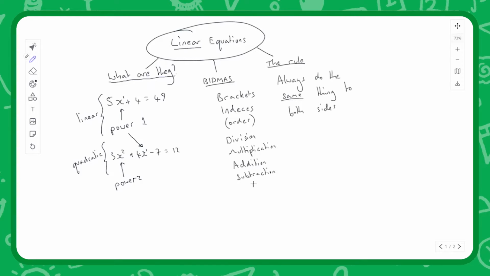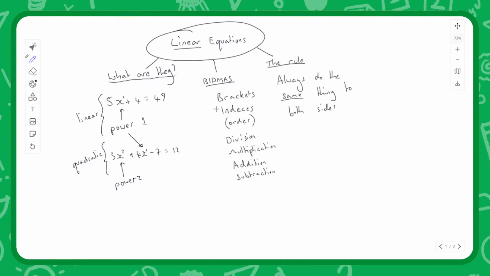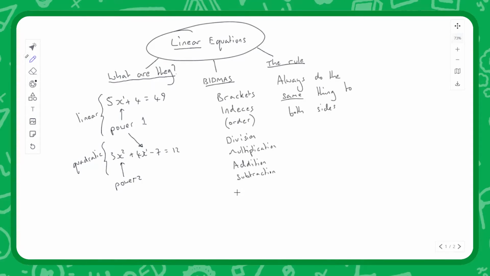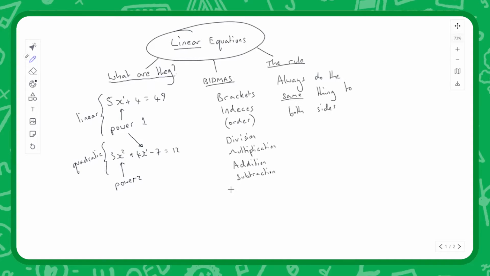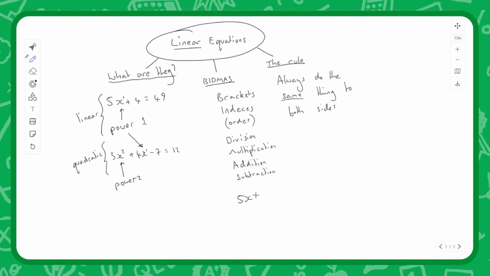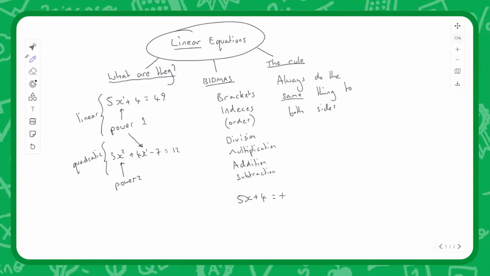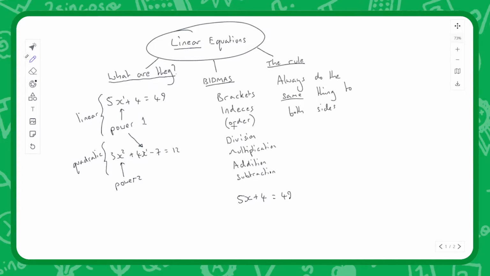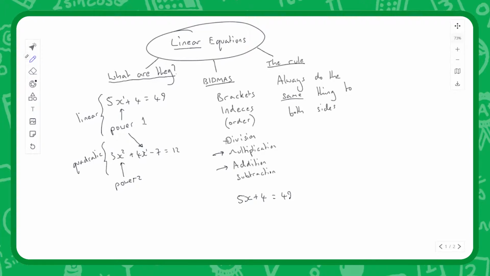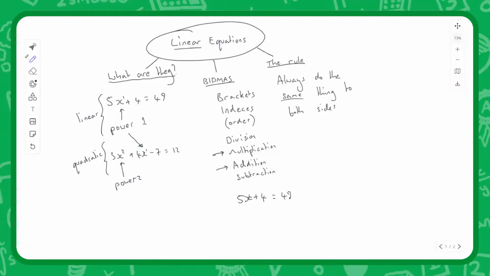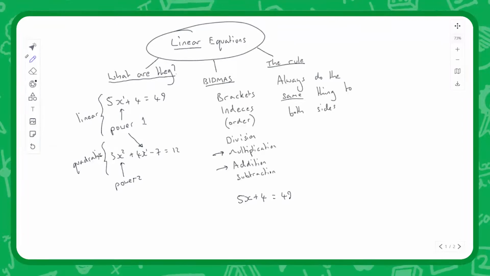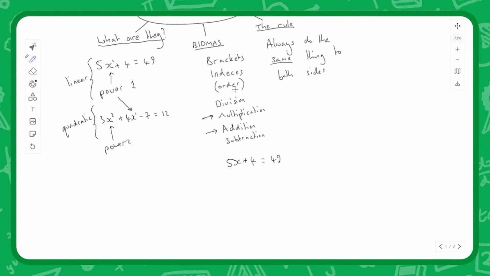Right, BIDMAS. The easiest way to understand how BIDMAS relates to solving linear equations is probably by thinking of a fairly simple example of a number machine. So let's go back to this simple example: we've got 5x plus 4 equals 49. We know from BIDMAS that we do multiplication first, and then we do addition afterwards. So we would do 5 times x, and then we take that whole result and add it onto 4.